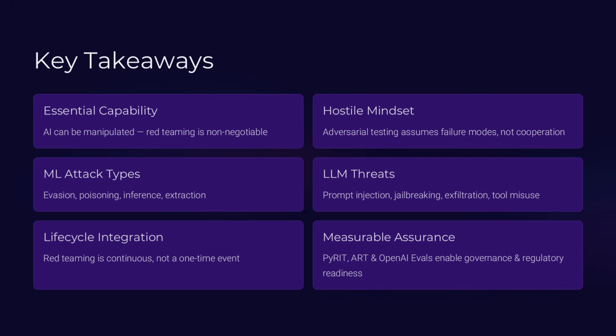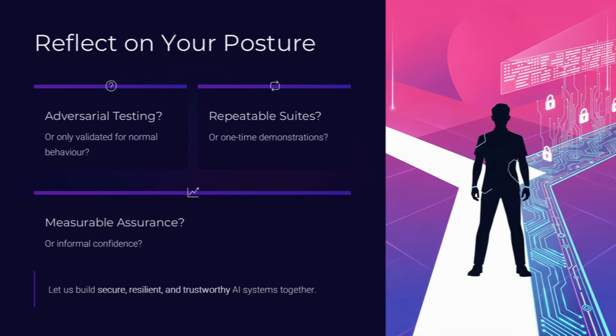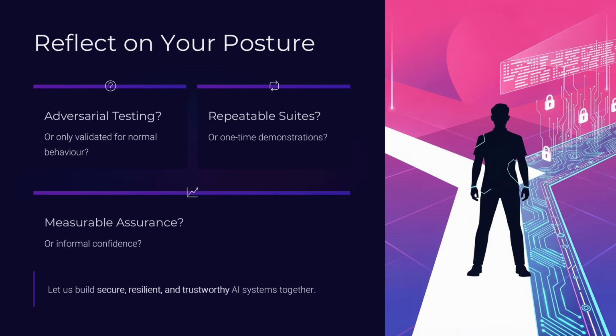Enterprise programs must integrate red teaming into the lifecycle, not treat it as a one-time event. Tools such as Pirate, the International Business Machines Adversarial Robustness Toolbox, and OpenAI Evolve support repeatable testing and measurable assurance. Measurable assurance enables governance, regulatory readiness, and safe acceleration.